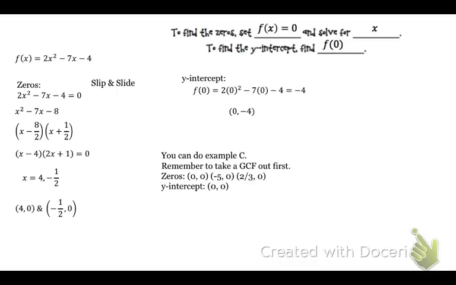You can do example C. Remember, take out the GCF first. You should get zeros as 0, 0, negative 5, 0, and 2/3, 0. And then the y-intercept is 0, 0. Okay, you can do D also. The zeros are 3, 0, and the y-intercept is 0, negative 1.